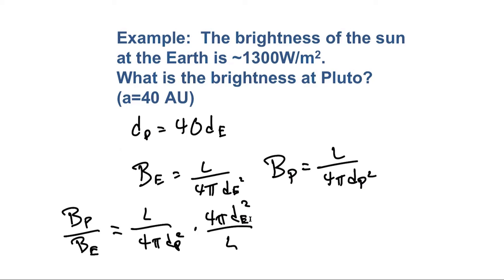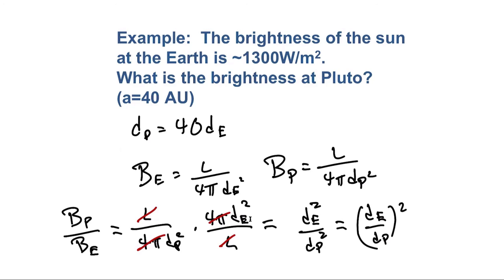And again, things are going to cancel out here because I'm taking a ratio, and that's the whole point of this exercise. I've got the luminosity of the sun on the top and the bottom, those go away. I've got a 4 pi on the top and the bottom, those go away. And the only thing that's left now, I've got the distance of the Earth divided by the distance to Pluto, both squared. And I can take that square and bring it out and do the ratio first, dE over dP, squared. Great. But I know what this ratio is. I know that dE over dP is 1 over 40.